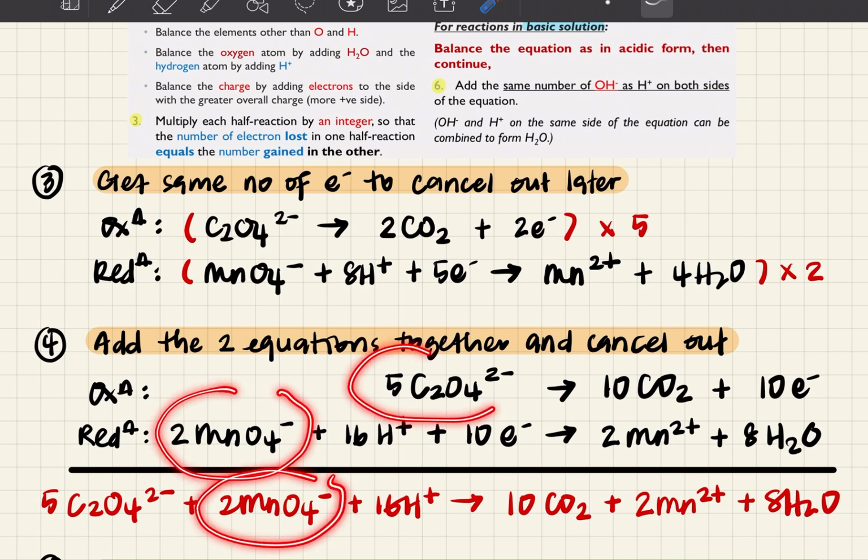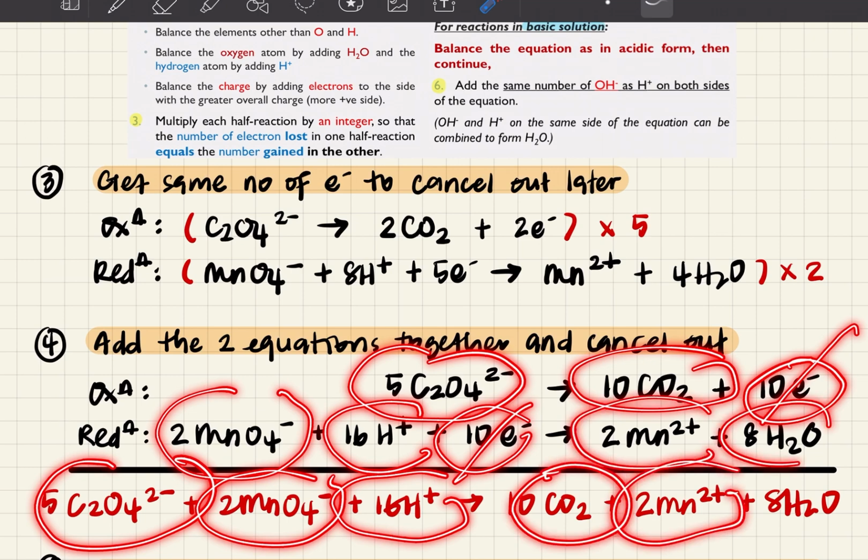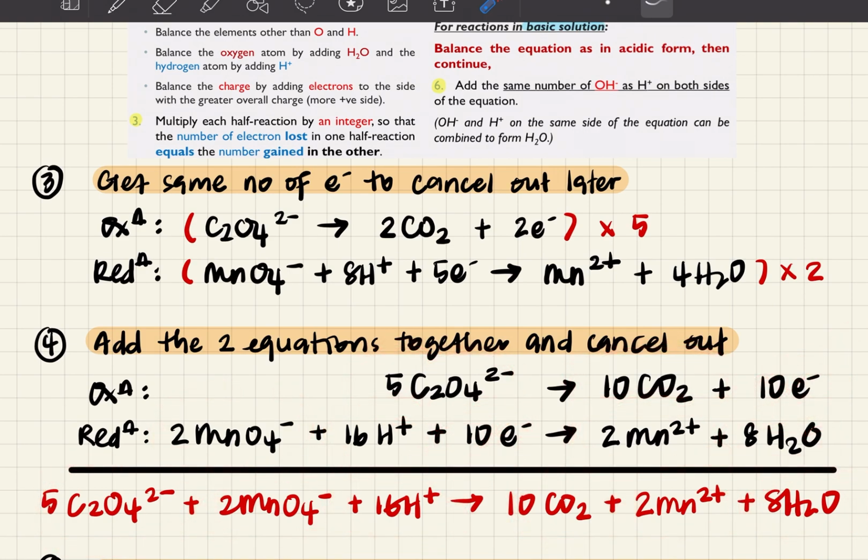Bring this down, bring this down. This one bring down. Ini dah cancel out tadi dengan yang ni. Ini bring this down, bring this down, bring this down. Okay, so simple addition. Okay, alright.